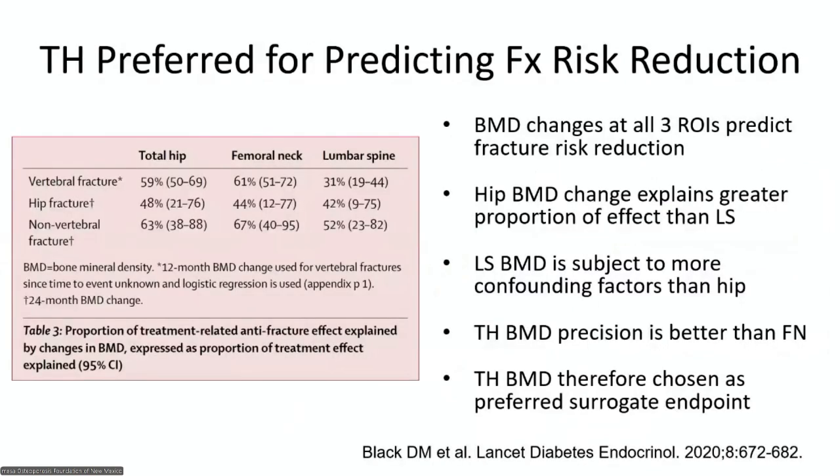There was a choice about whether total hip or lumbar spine BMD should be used as a better predictor of vertebral fractures. It was found that BMD changes at all three regions of interest, whether total hip, femoral neck, or lumbar spine, did indeed predict fracture risk reduction, but hip BMD changes explained a greater proportion of effect than lumbar spine. Also, we all know if we do bone density testing that lumbar spine is subject to more confounding factors than the hip, especially from degenerative changes in older patients. Total hip BMD precision is better than femoral neck, so there are advantages to using total hip over femoral neck. For all of these reasons, total hip BMD was chosen as the preferred surrogate endpoint.